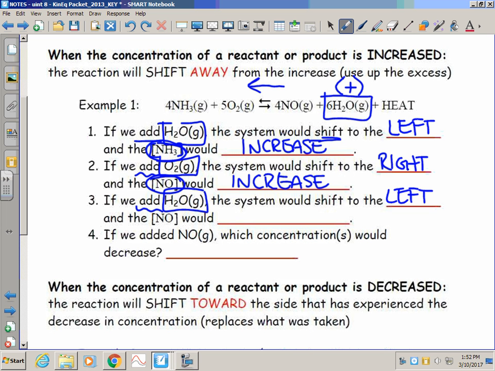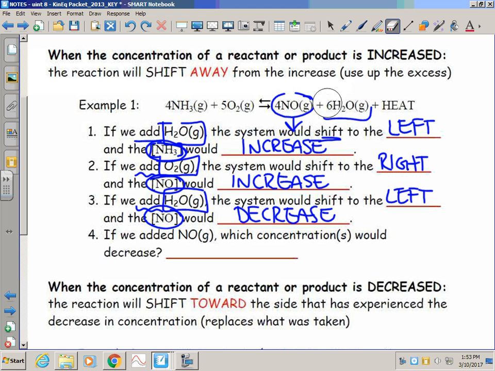And now the species being affected is NO. NO is actually on the side away from the direction the arrow is pointing. So the system is shifting away from NO, meaning the NO concentration is going to go down. We added a product, so products will get used up. Products will be consumed. Whatever we add, the system will shift away from. The system will use up. So the NO concentration will decrease.